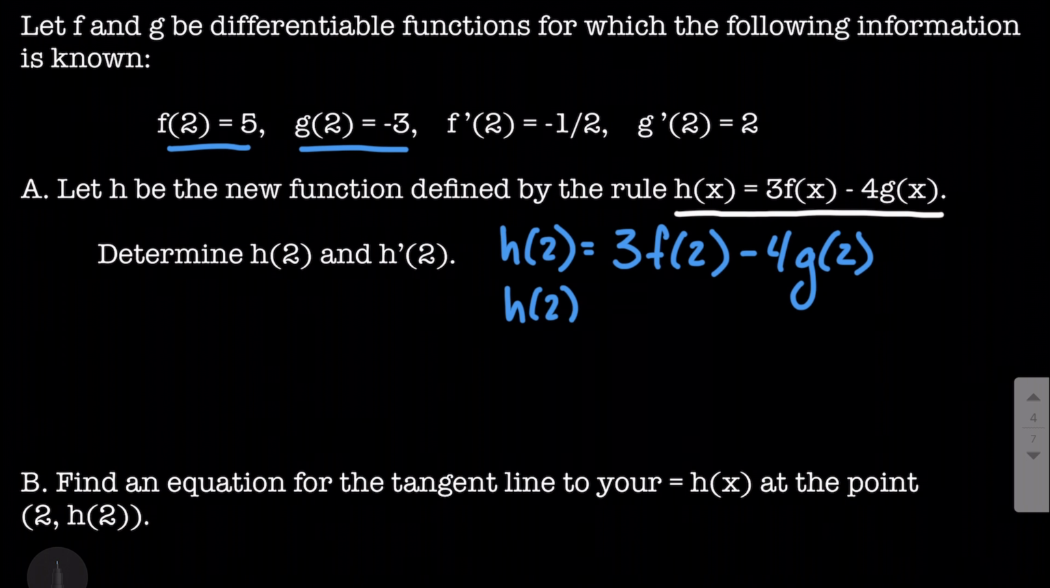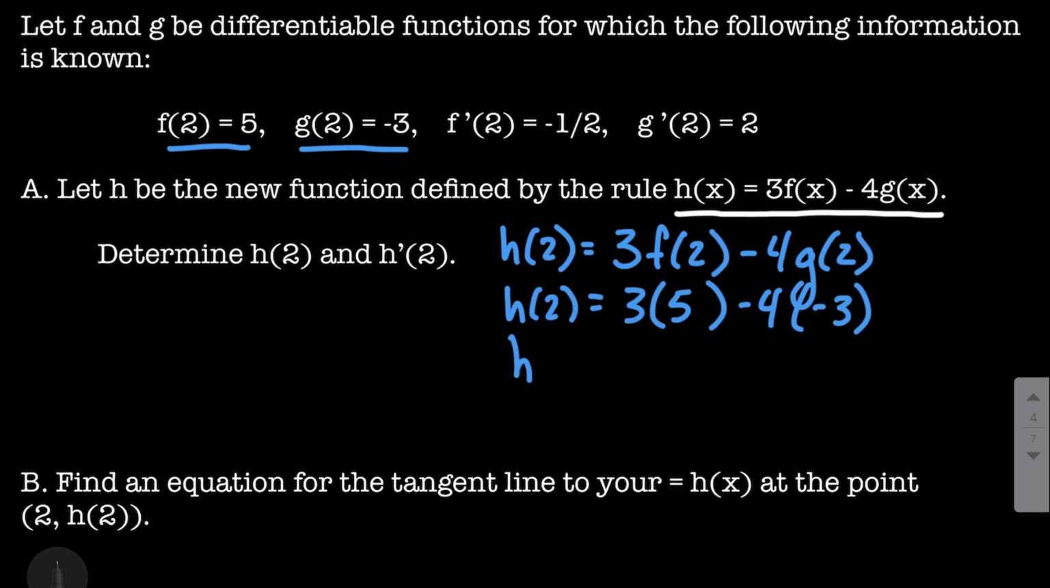So h of 2 is going to be 3 multiplied by, instead of f of 2, we can replace that with 5, minus 4, and then instead of g of 2, we can replace that with negative 3. A little bit of simplifying on the right-hand side, we get 15, and then negative 4 times negative 3 is going to be a positive 12. Add these together, and we get 27. All right, so h of 2 equals 27.